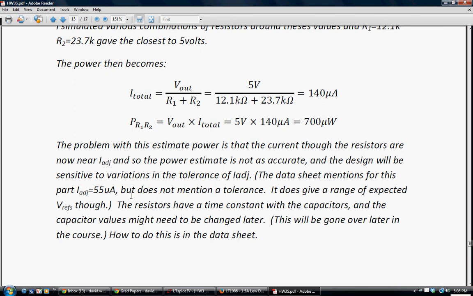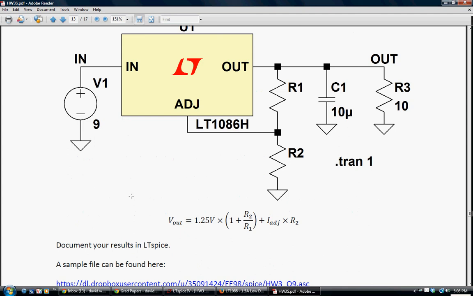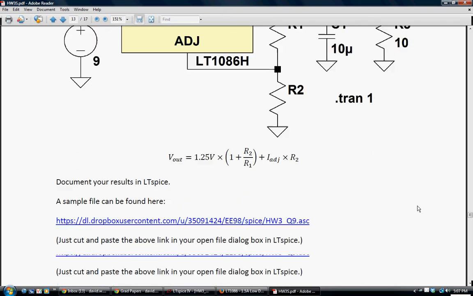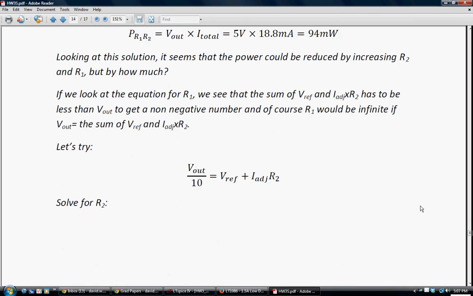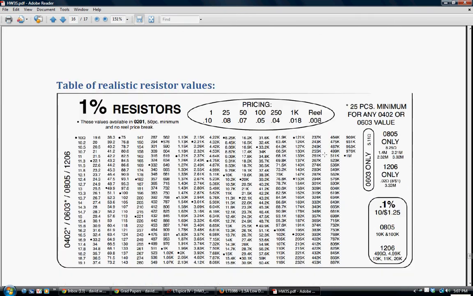Okay. Another issue is that, let's scroll back up. These resistors and this capacitor have a charge and discharge constant, and now I've changed these resistor values by several orders of magnitude from what was in the data sheet, and so I might have to change C1 to account for that. Now if you read through the data sheet, it'll tell you how to do that, and being able to do that is actually something we'll go over later in the course. Bottom line, there's more than one correct answer. Just how do you justify it?